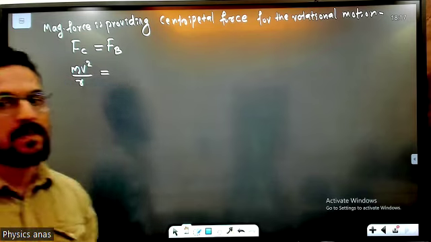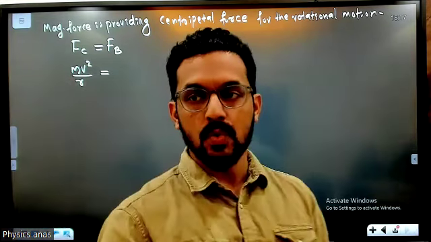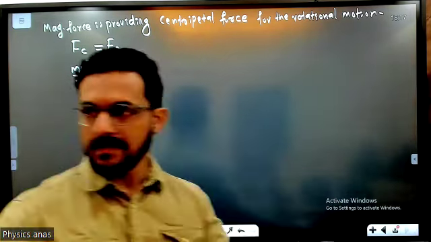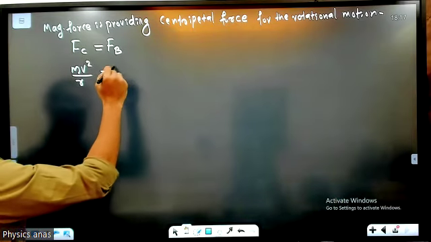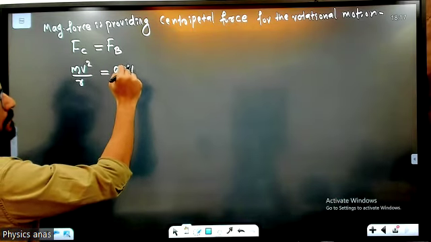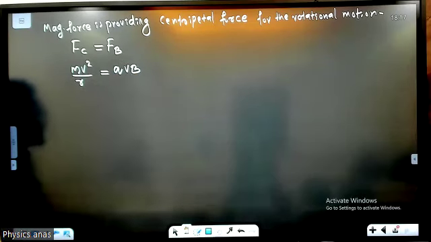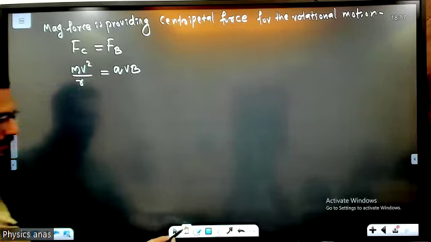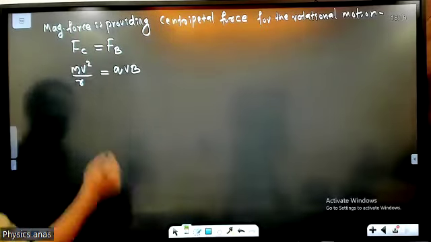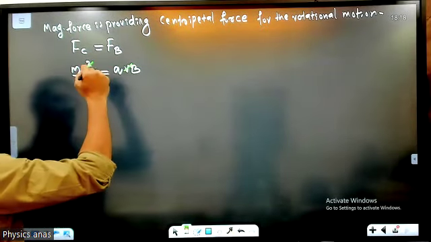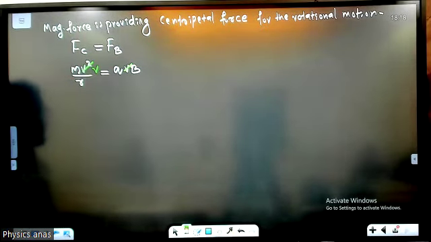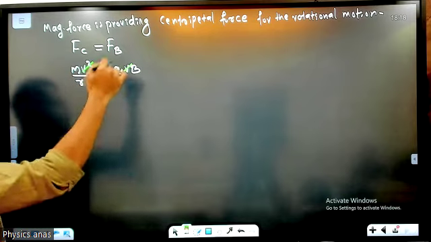What is the equation for Fb? QVB, sin theta is 1. So QVB. What happens to this v? v is the velocity, so it is cut and you will be left with one v. mv by r is equal to qB.